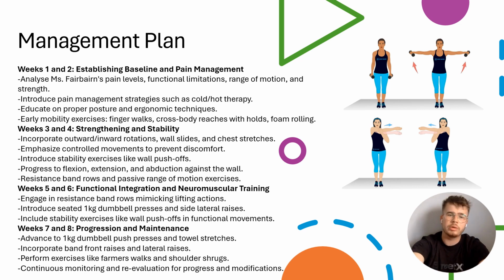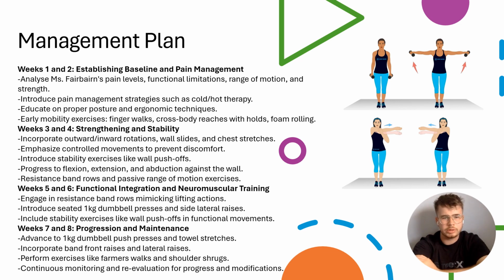Ms. Fairbairn also incorporates passive range of motion exercises such as a pendulum stretch aimed at maintaining or improving shoulder flexibility. As we move forward into weeks 5 and 6, the rehab program transitions towards functional integration and neuromuscular training. Ms. Fairbairn engages in exercises such as resistance band rows, which focus on mimicking lifting actions and improving overall shoulder strength and stability. Additionally, seated 1 kilo dumbbell presses and 1 kilo side lateral raises are introduced to simulate daily activities involving reaching and lifting.